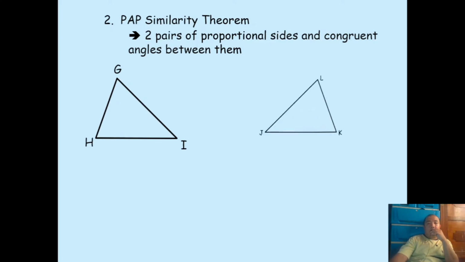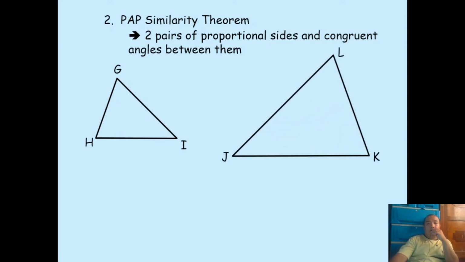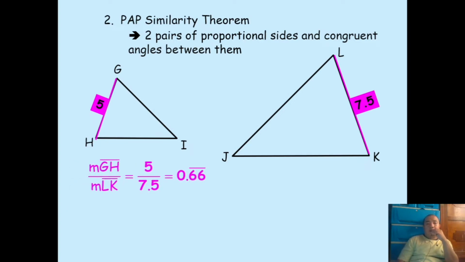We have here triangle GHI and triangle LKJ. If GH is 5, its corresponding side LK is 7.5. Let's determine the ratio. 5 divided by 7.5 is 0.6666, a repeating number. If angle H is 70 degrees and its corresponding angle K is 70 degrees also, they are congruent. Angle H is congruent to angle K.